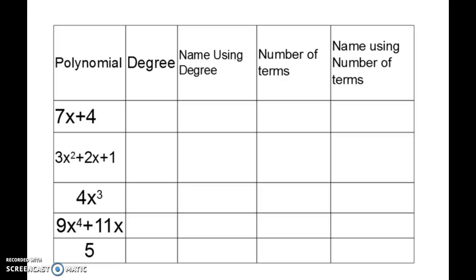So this first one, 7x plus 4, that's an expression that I hope you've seen before. Okay, that would be degree 1 because technically this x has a 1 up there. Okay, and we call that a linear expression. Hopefully you guys remember that from linear algebra last year. Number of terms, well, there's 7x, that's one term, and then the 4, so there's 2 terms. And so we call that a binomial. So this would be called a linear binomial expression.